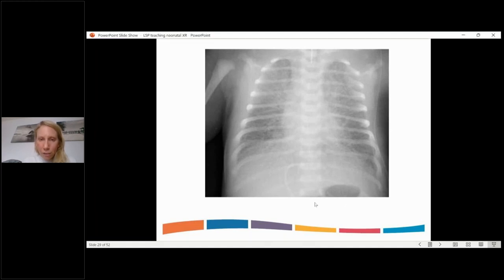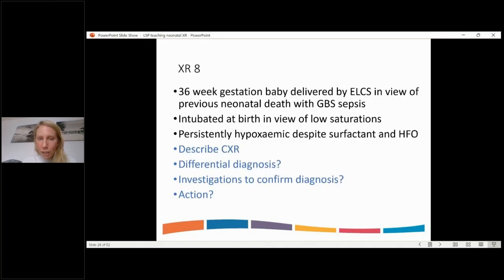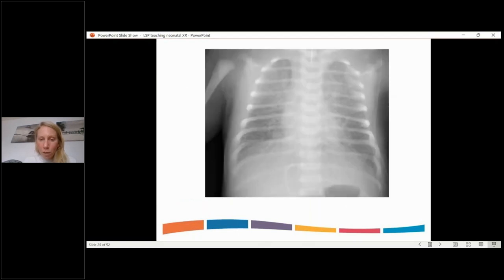Sorry, Alison. So Alison just said she missed the history. So to go back, so 36-weeker elective section, previous history of GBS in another baby that had sadly caused them to die. And this baby was hypoxic despite surfactant and high frequency intensive care. So we've got one vote for TAPVD. Anyone else?